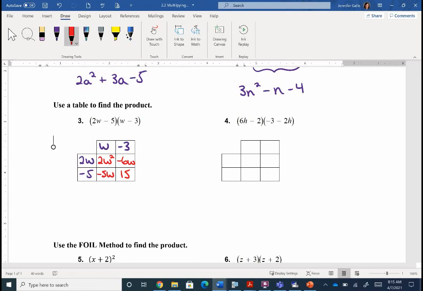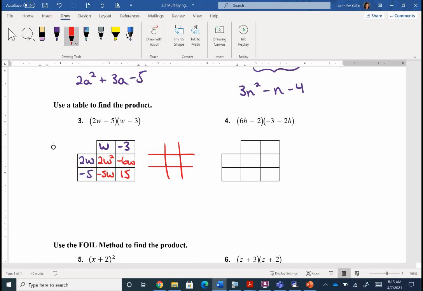The only thing is, on your sheet, I have these boxes drawn for you. If you choose this method, you would just have to take a minute to draw yourself your own little table. And it just kind of looks like a little tic-tac-toe board. It doesn't have to be anything fancier than what I have on the screen right now. So if you do choose that method, there's not going to be little boxes on your practice or your test. You would just have to draw. Again, it's just like a little tic-tac-toe board to fill in from there.